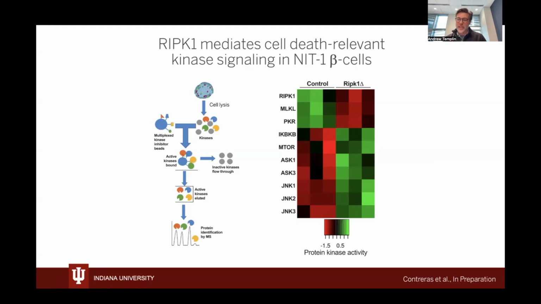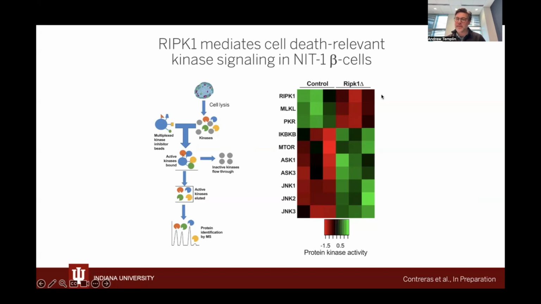And when we pass the lysates over the beads, active kinases will be bound to these kinase inhibitor beads, whereas inactive kinases can flow through the column. We can then elute off the active kinases from the beads and perform mass spec to get a feel for what kinase activity is changing under certain conditions or with gene editing in a broad way. And so we've done this in NIT1 control and RIP1 gene-edited cells, and we found, of course, that RIP1 kinase function itself was downregulated in our RIP1 gene-edited cells.